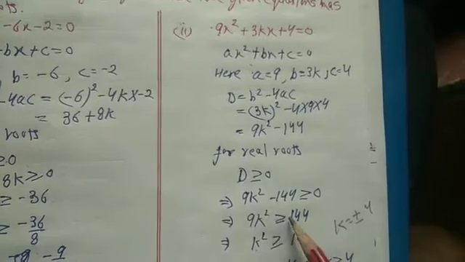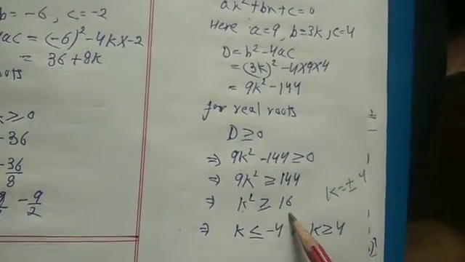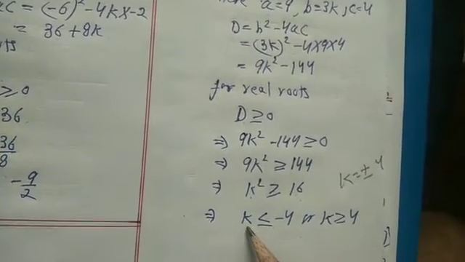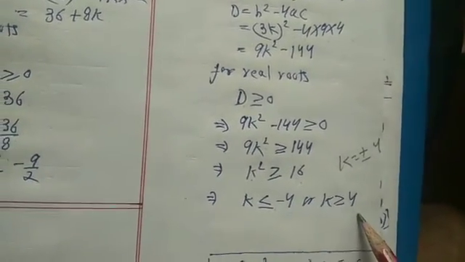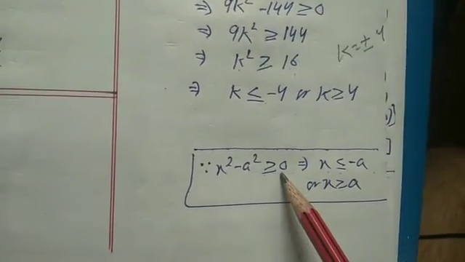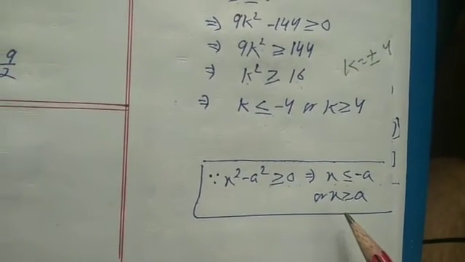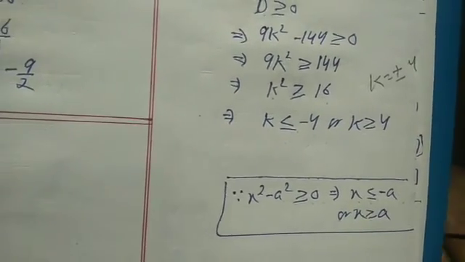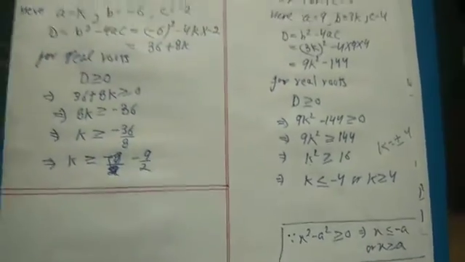It means 9k square is greater than or equal to 144. So here we have k square is greater than or equal to 16. If we find the square root, it will be plus minus 4. So in such case, we have k is smaller than or equal to minus 4 or k is greater than or equal to 4. The condition is this: since x square minus a square is greater than or equal to 0, it means x is smaller than or equal to minus a and x is greater than or equal to a, meaning smaller than or equal to the negative value and greater than or equal to the positive value. So in this way we have to solve.